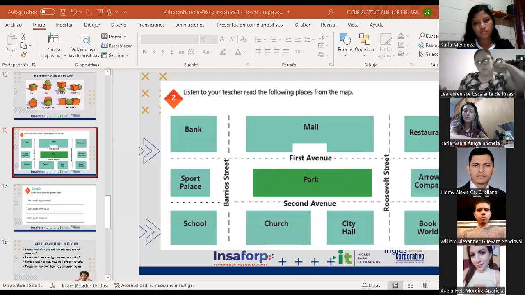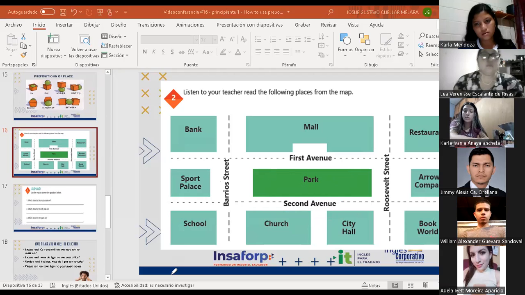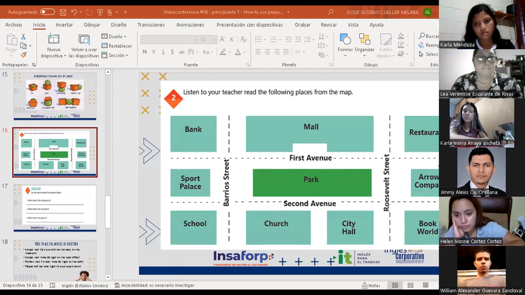Elizabeth and Catherine. Okay, si Elizabeth no está. Yes. The restaurant is next to the mall. The mall. Okay, restaurant next to the mall. Okay, thank you. Catherine and Flor.